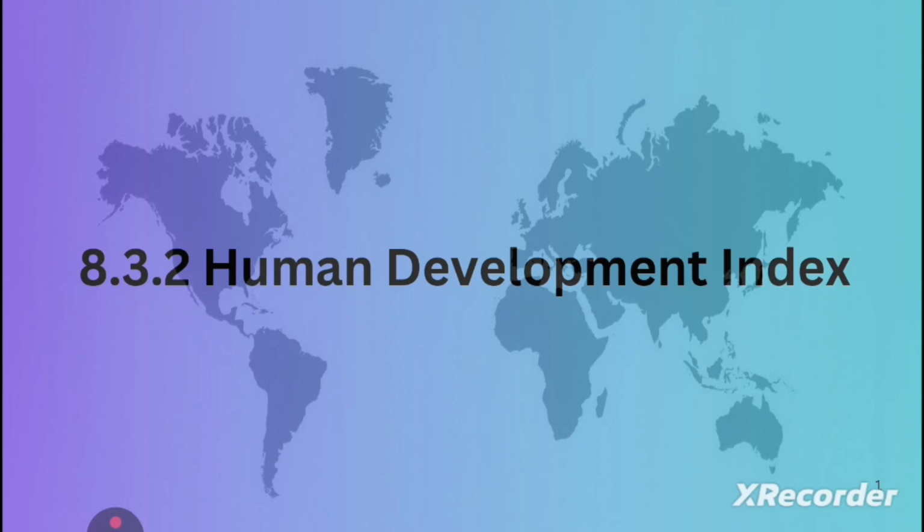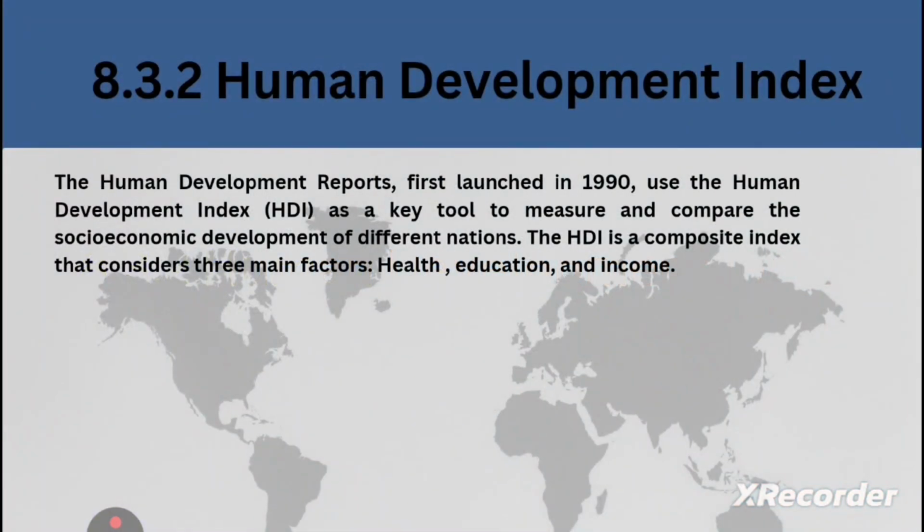So what is Human Development Index? First launched in 1990, the Human Development Report uses the Human Development Index as a key tool to measure and compare the socioeconomic development of different nations. It is a composite index that considers three main factors: health, education, and income.